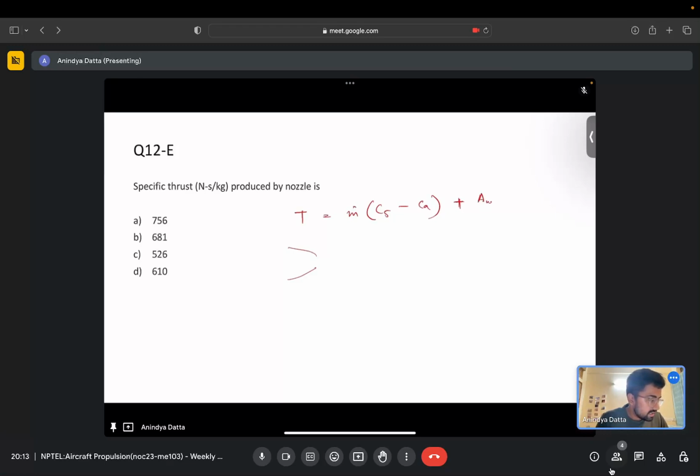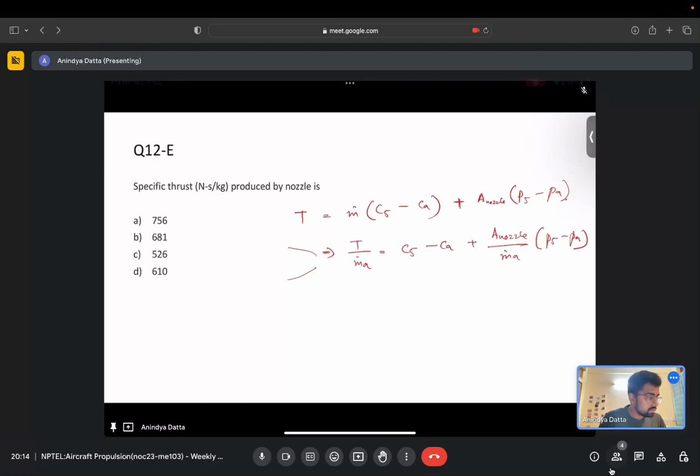So this is area of the nozzle times the pressure difference, which is P5 minus Pa. Okay, so we have to find out the specific thrust. So this is C5 minus Ca plus A nozzle by m dot A P5 minus Pa. Okay, so here we know all the quantities.